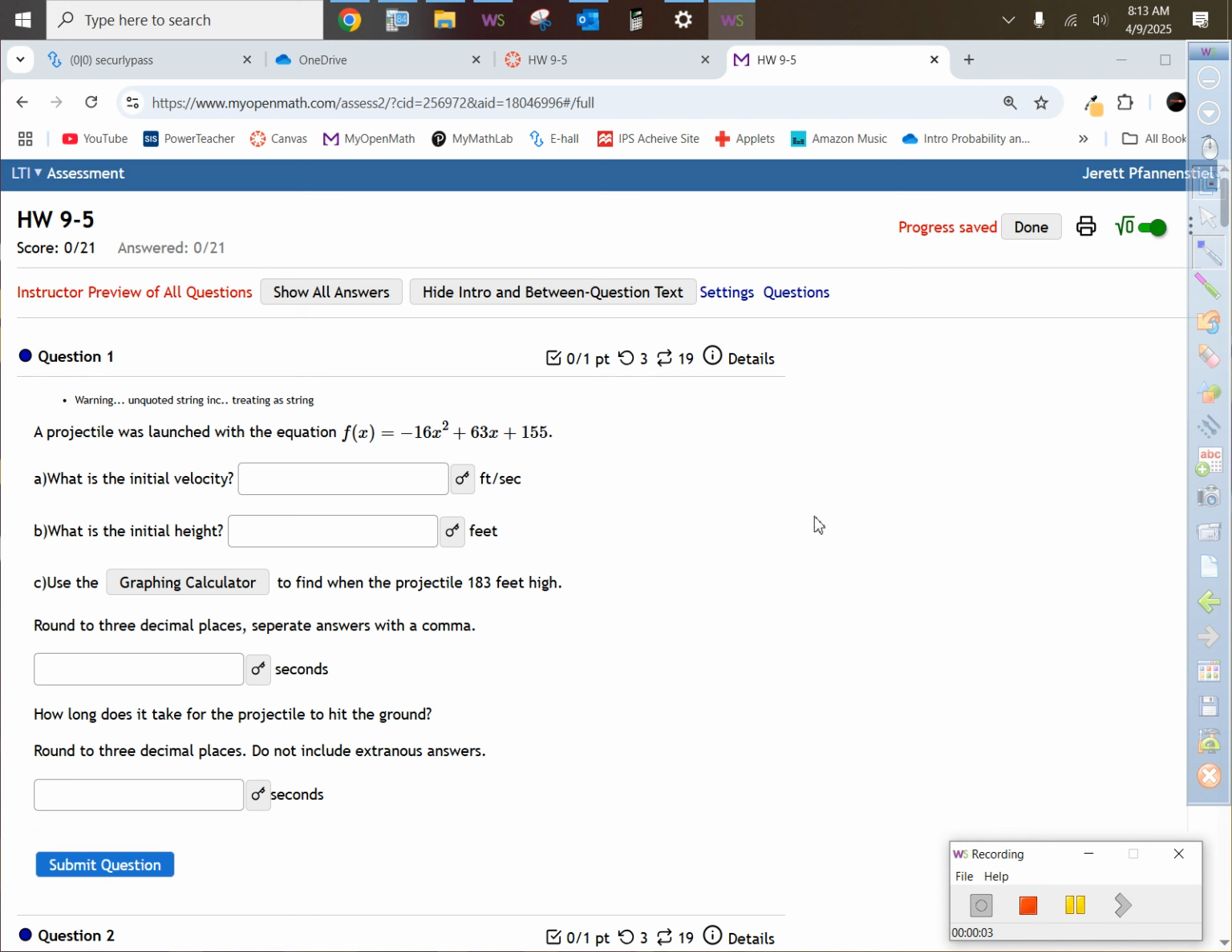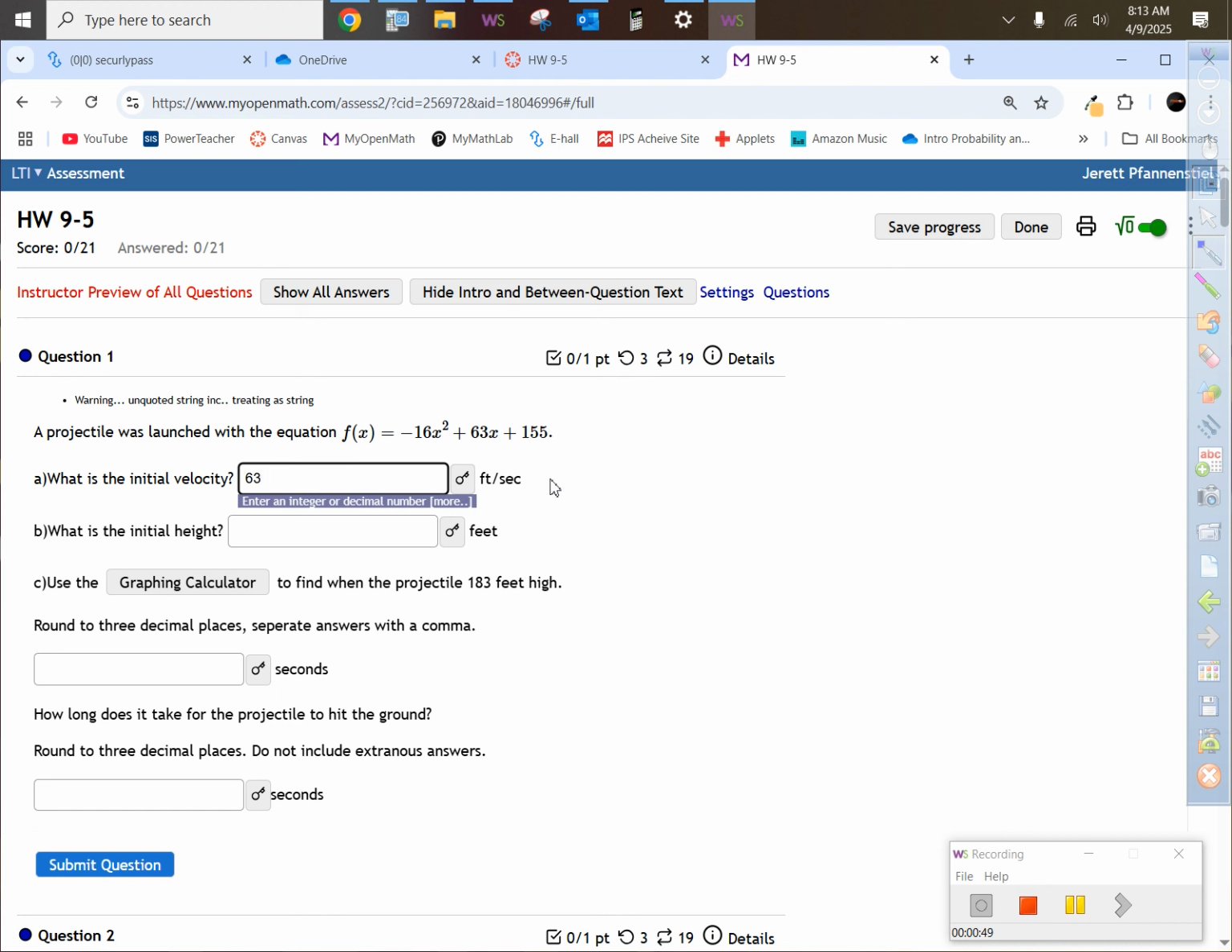But here's what we got. We're doing Newton's Law again, guys. Remember Newton's Law from last chapter? But everything was factorable last time, right? Today, not factorable. So here it is. This is an equation of a projectile being thrown. Do you remember which one was the initial velocity? Is it the -16, the 63, or the 155? Which one was the initial velocity? It is the 63.